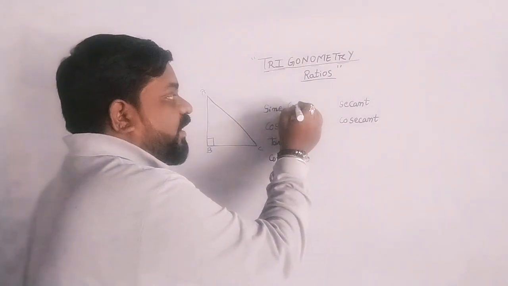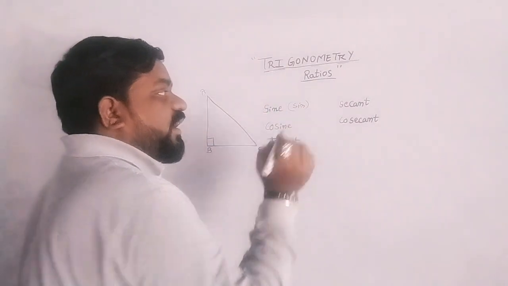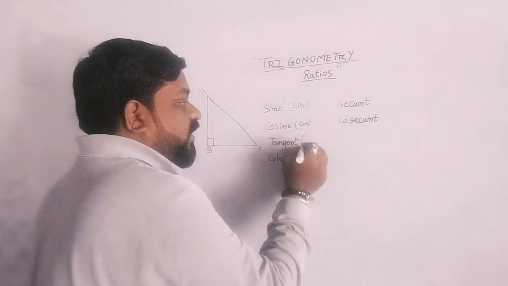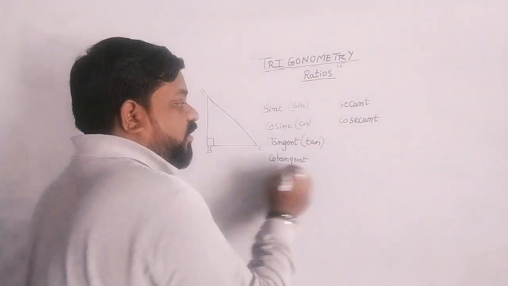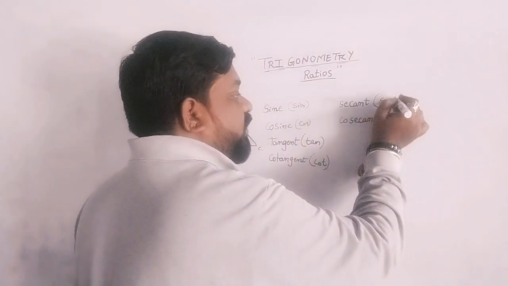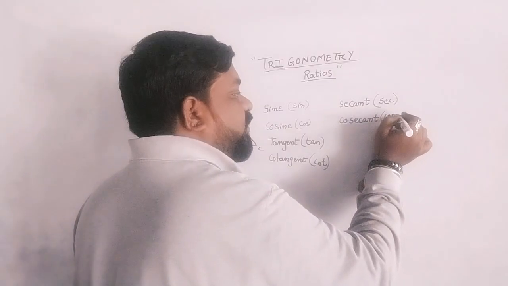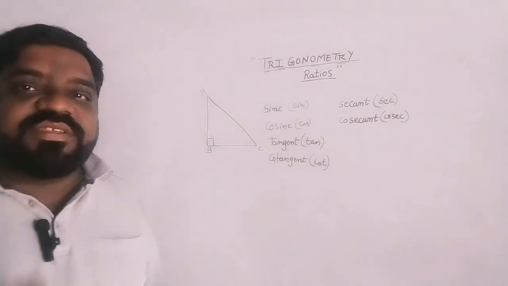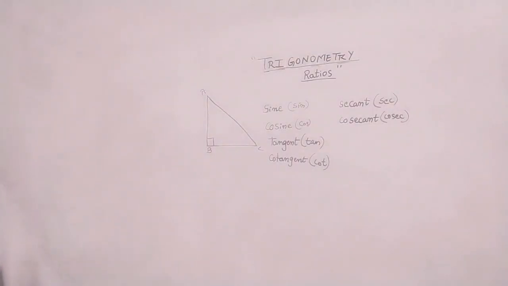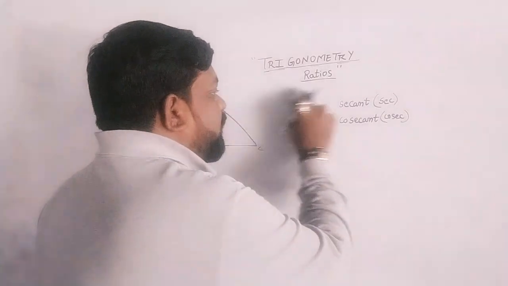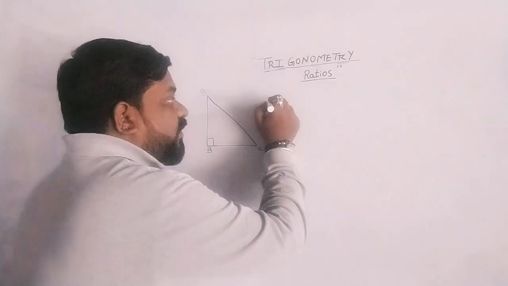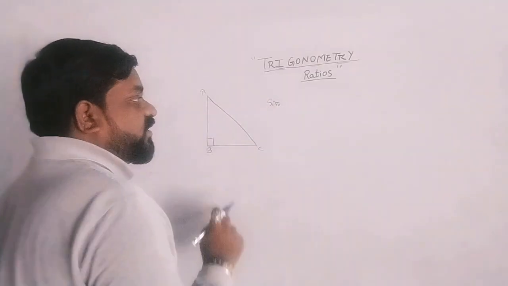Sine we will write as sin. Next, cosine is written as cos, tangent is written as tan, cotangent is written as cot, secant is written as sec, and cosecant is written as cosec. So these are the 6 trigonometric ratios we have. Now let's learn the trigonometric ratios in detail. First trigonometric ratio, that is sine.